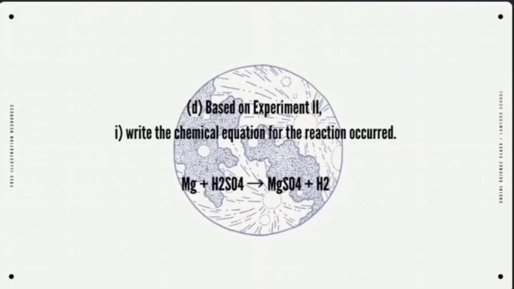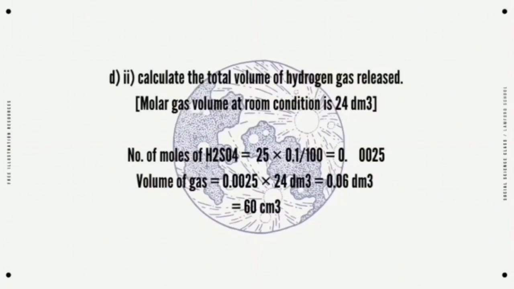D1. Based on experiment 2, write the chemical equation for the reaction that occurred. The answer is as shown below. D2. Calculate the total volume of hydrogen gas released. The answer of the equation is 60 cm3.